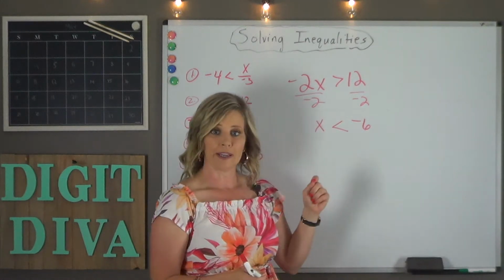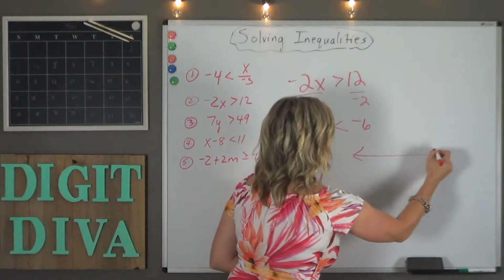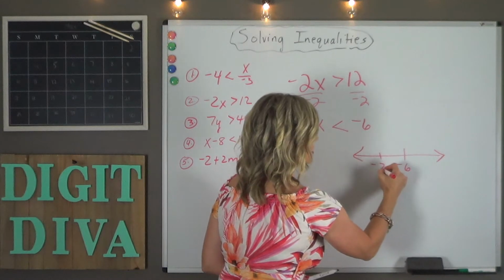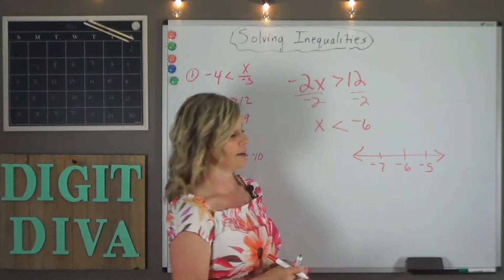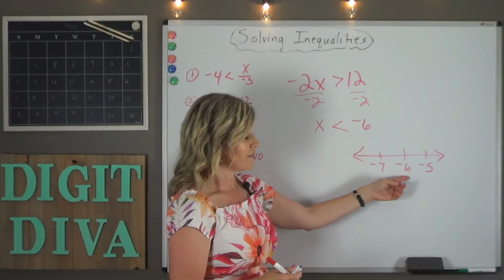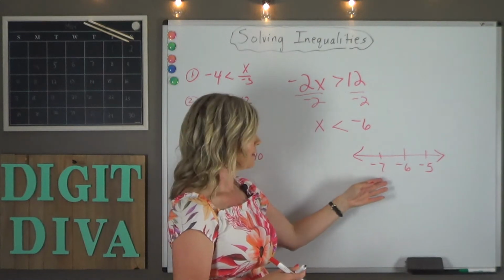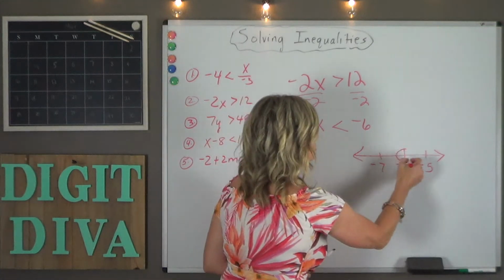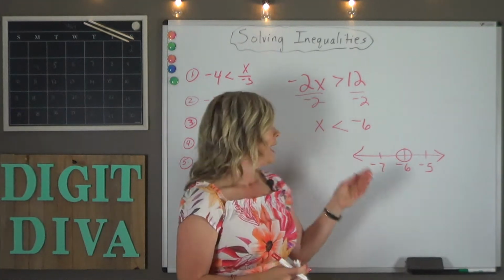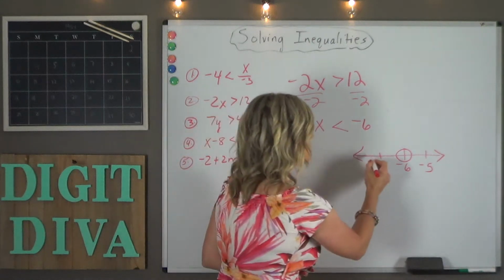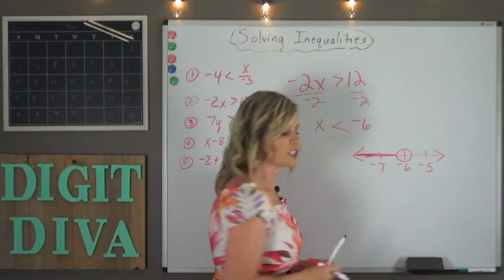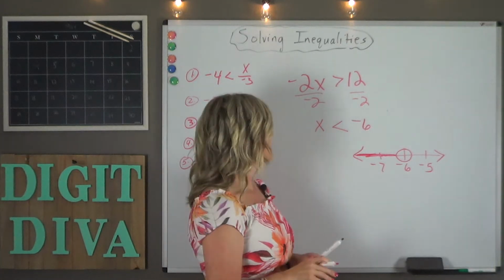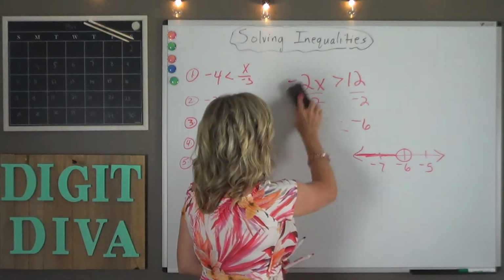Notice my x is on my left. So when I plot this on my number line, I'm going to use -6, -7, -5. Okay? So look at what we've done. -6 is in the middle, -7 because you're getting smaller, and -5 would be above. So I'm going to put a circle on -6, and it's saying x is less than -6, so I would shade the numbers that are smaller than -6. Is -7 smaller than -6? Yes. Okay, not too bad.